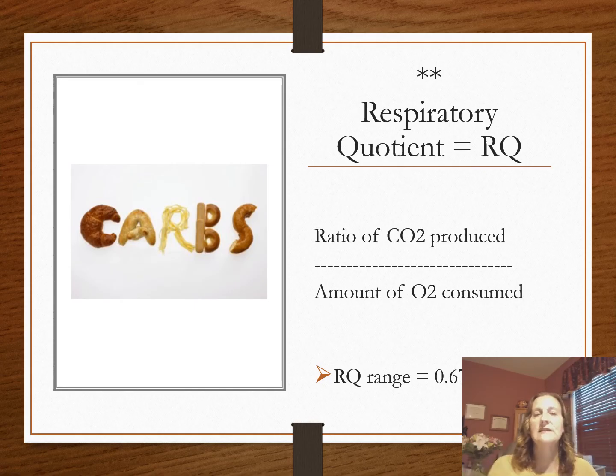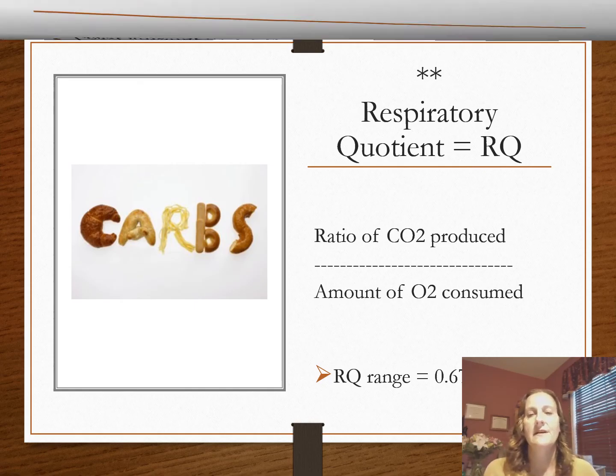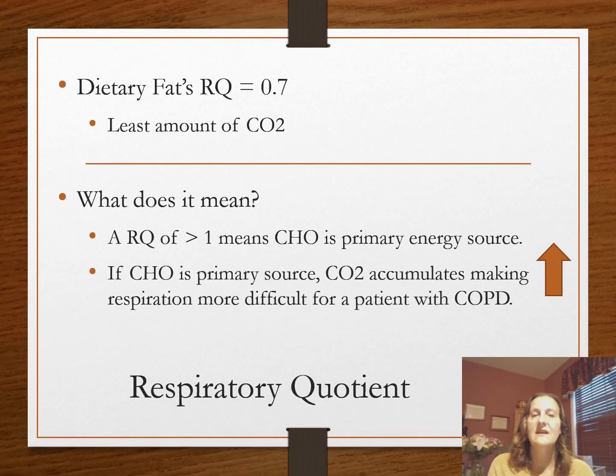So if we look at dietary fat, the RQ is pretty low, 0.7. So what does that mean? It means it produces the least amount of carbon dioxide.